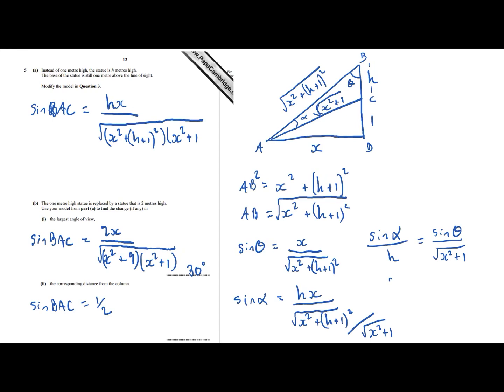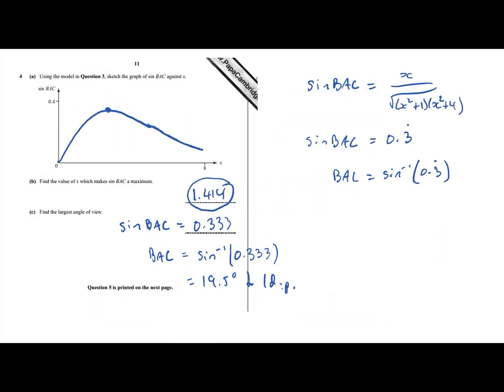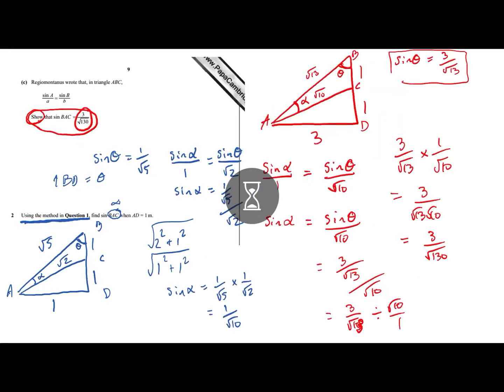That means that the largest angle of view is going to be, well, you should know that one, that's 30 degrees, okay? The corresponding distance from the column is the value of x that gives me that. That's 1.73 meters to 3 significant figures, okay? So this is the x value of your maximum. This is the y value of your maximum, which you then use to get the 30 degrees. Okay? So again, hope that makes sense. If any of this stuff doesn't make sense, you need extra help, just ask. Okay? And there we go.